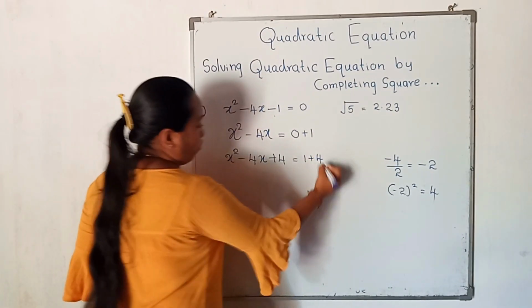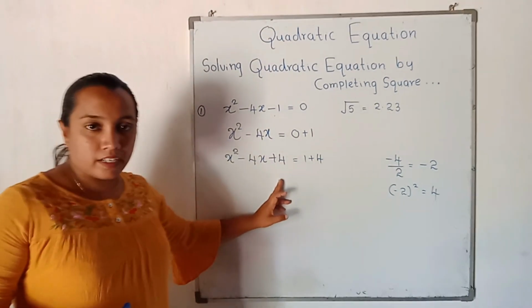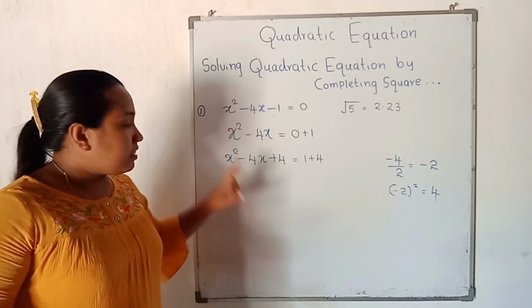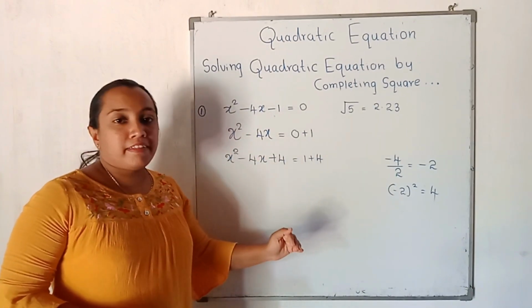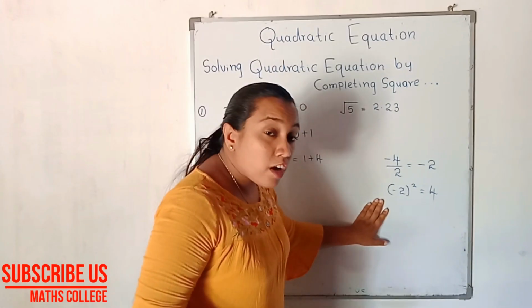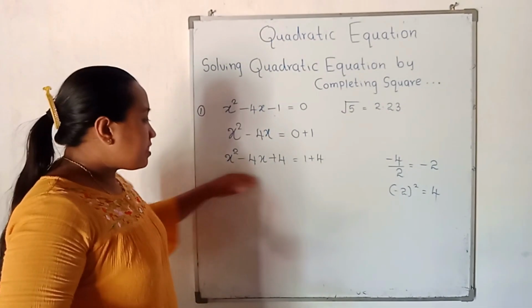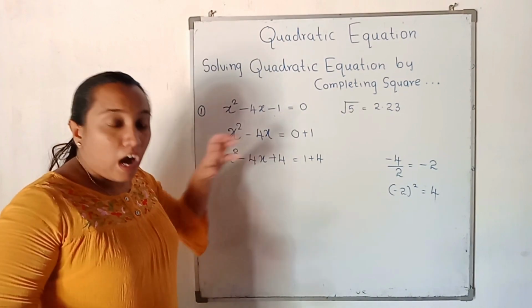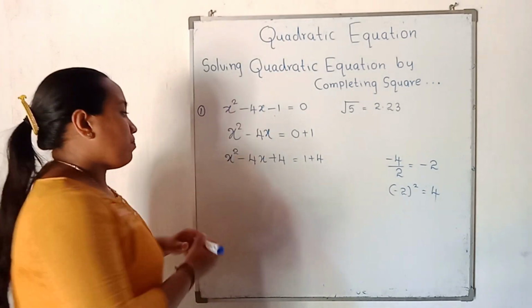1 addition 4. Again I will explain it. How does the 4 come here? The coefficient of x is divided by 2 and squared. After squaring, that answer is added to both sides. The left hand side contains three terms, and after that it can be written as a perfect square.